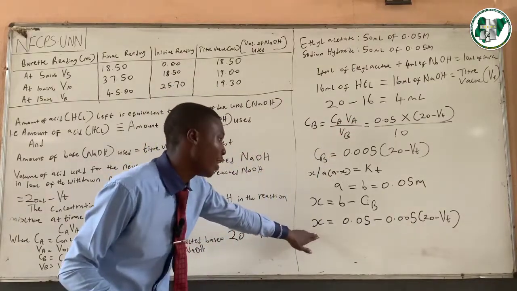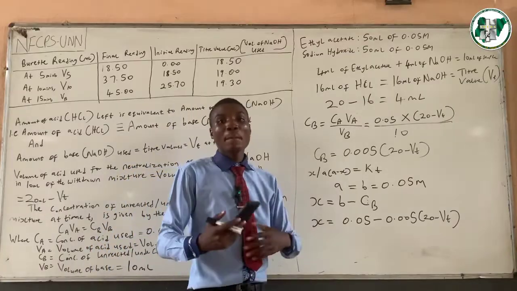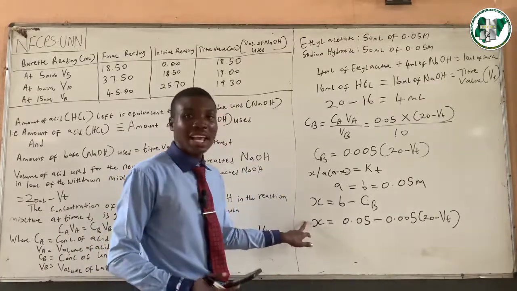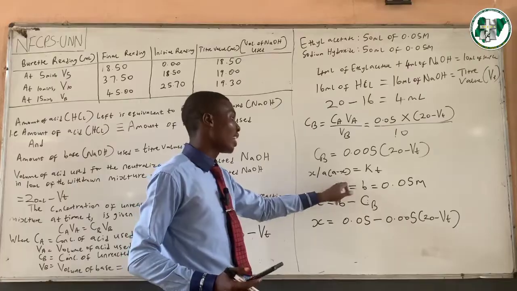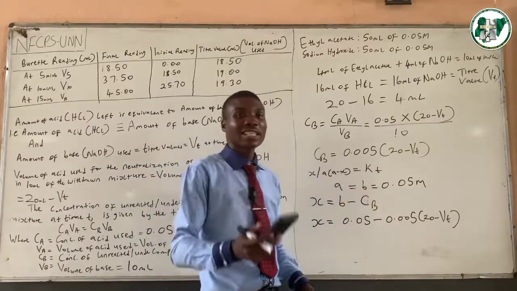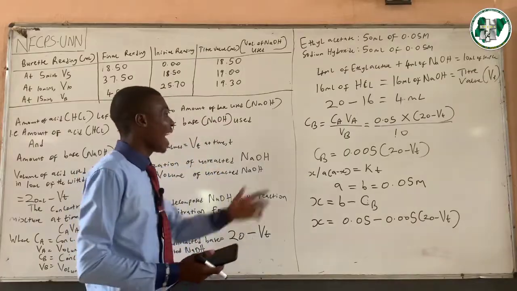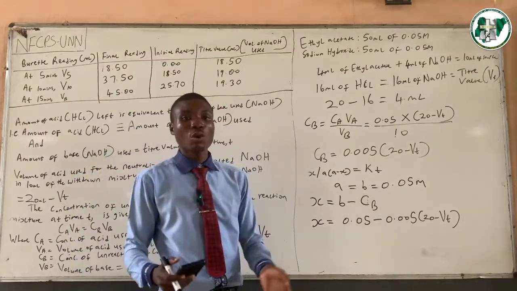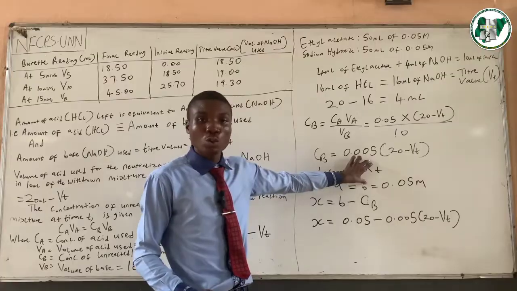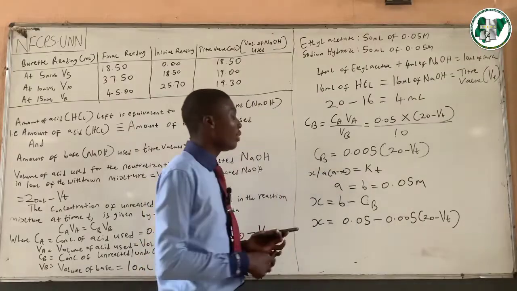So with this formula, I can calculate my X. Now that I can calculate my X, and I know my A minus X, and I know my time, automatically I can get the other table filled. And when I get the table filled, I can plot my graph and get my slope. My slope is going to be equal to my K.